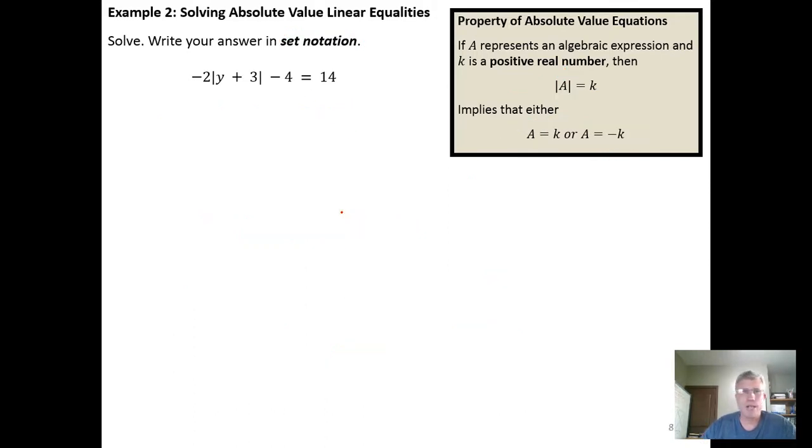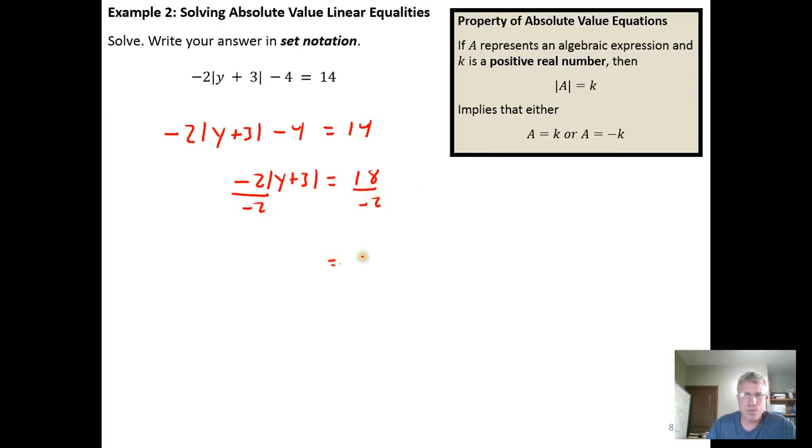On the next slide, we have a problem that's very similar. So I'm going to rewrite negative 2 times the absolute value of y plus 3 minus 4 equals 14. Now I'm going to add 4 to both sides, which is going to give me 18 on the right-hand side, and negative 2 times the absolute value of the quantity y plus 3 on the left-hand side. Then divide both sides by negative 2, which is going to give me a negative 9. 18 divided by negative 2 is negative 9. Negative 2 divided by negative 2 is 1. 1 times the absolute value is just the absolute value.